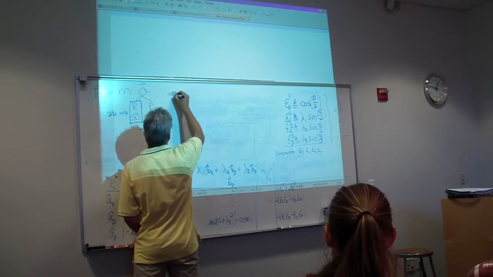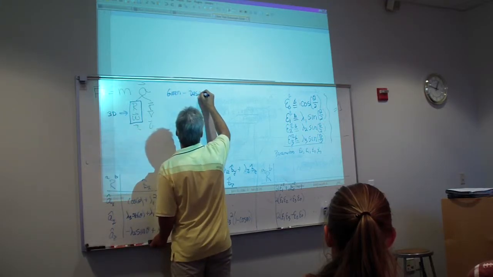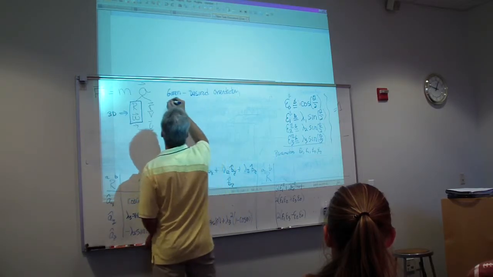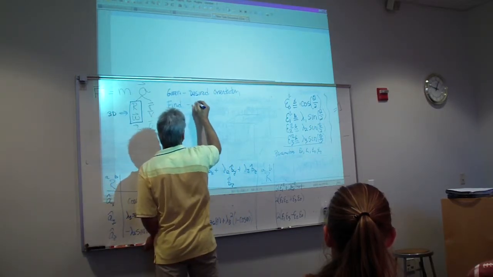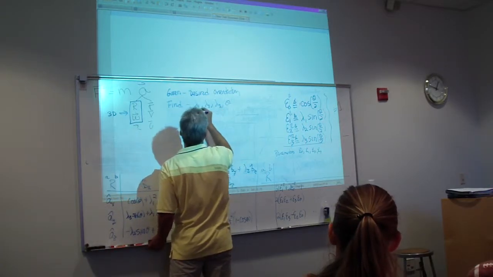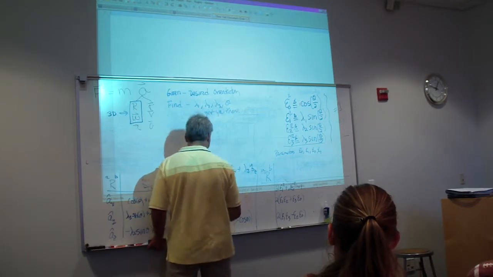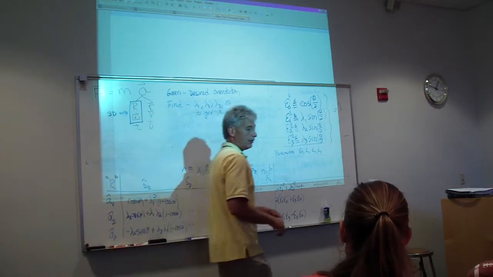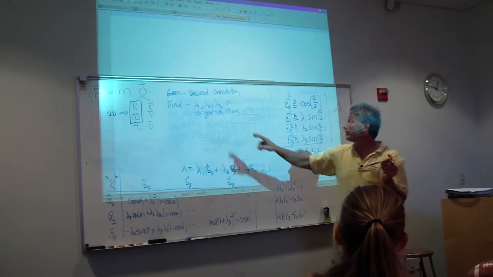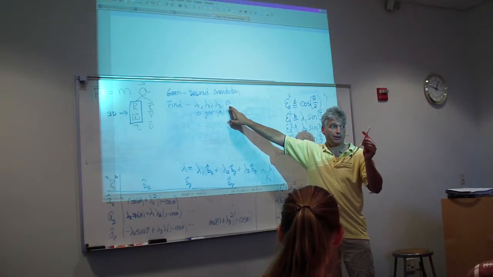Given a desired orientation, find lambda 1, 2, 3 and theta. So given that you say I have the aircraft or the machine, and I know that it used to be here, I want it to be there, find these.